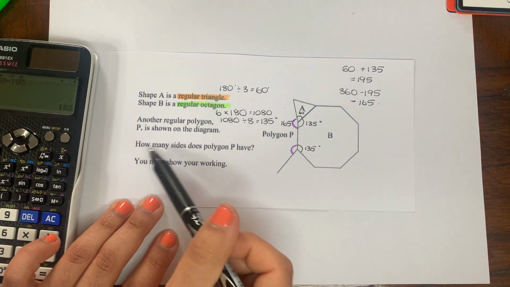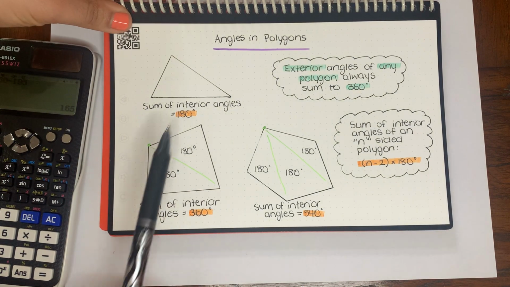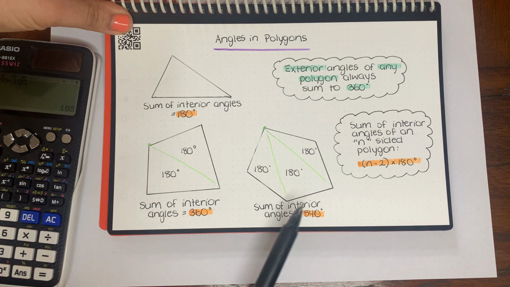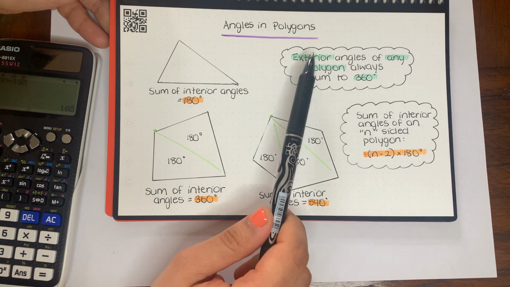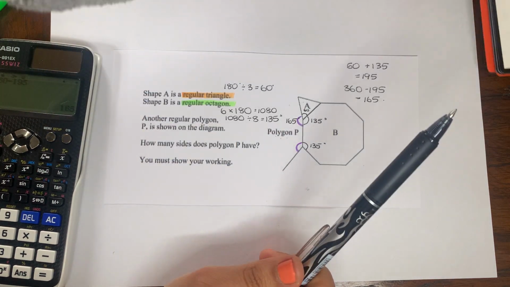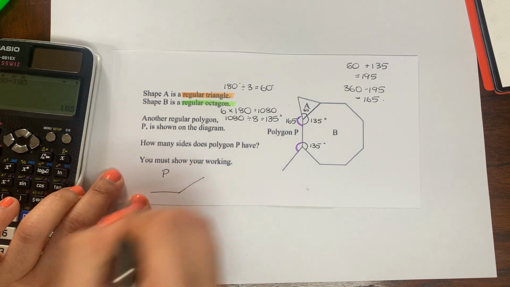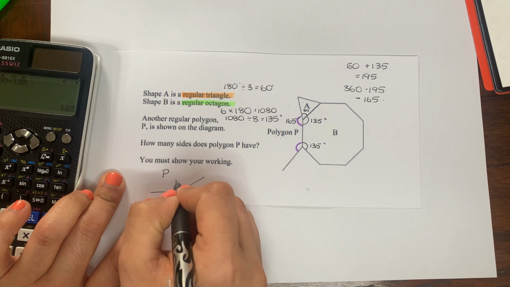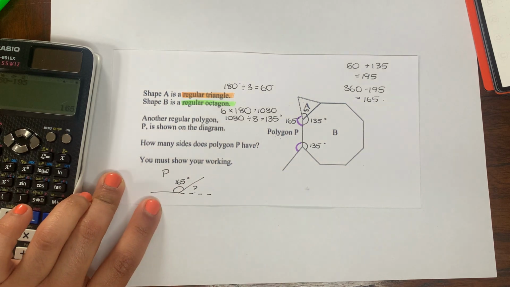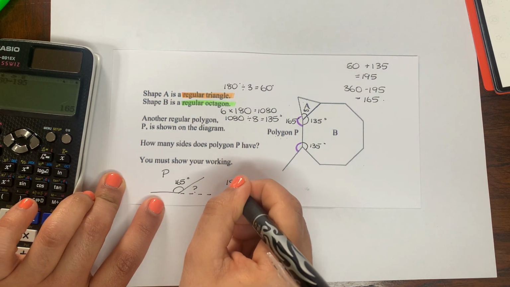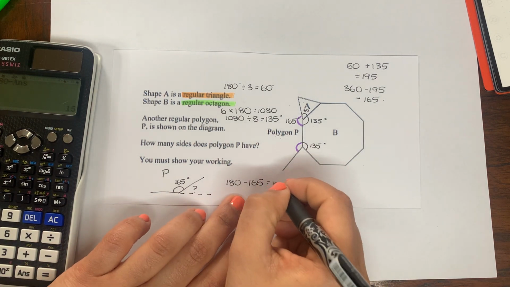Now, I'm a bit stuck now because it's asking me for the number of sides, and I know from what I was looking at at the start that every polygon has a different sum for its interior angles. However, I also know that every single polygon has the same sum for its exterior angles. So if I know that one of my interior angles is 165, I'm just going to draw this like this. This is shape P, or part of shape P. That angle there is 165 degrees. I can work out this exterior angle here because together they make a straight line. So 180 take away 165 gives me 15 degrees.